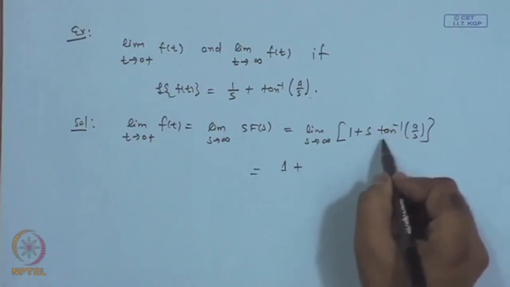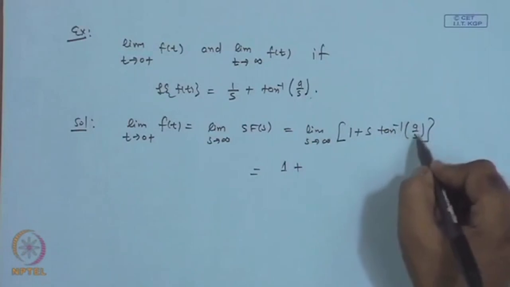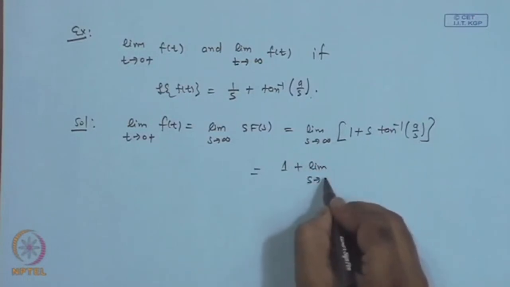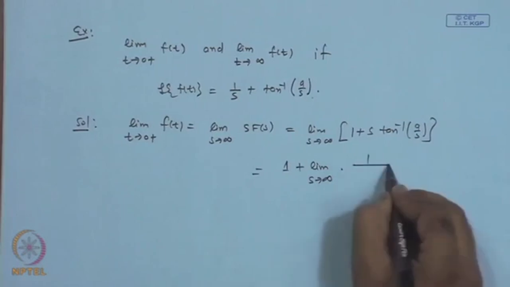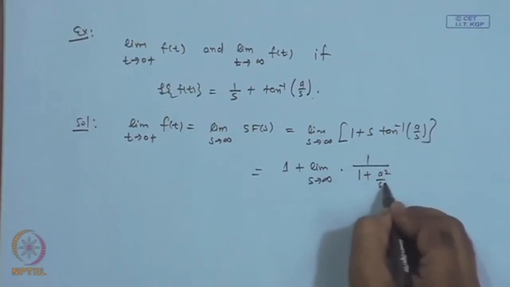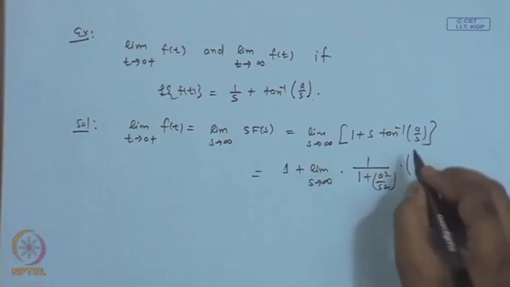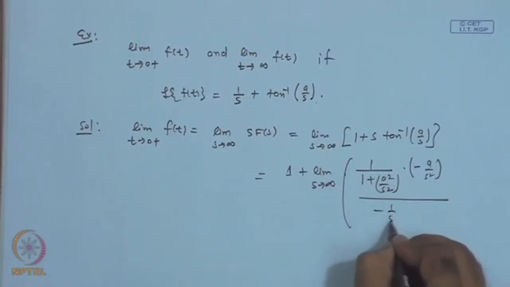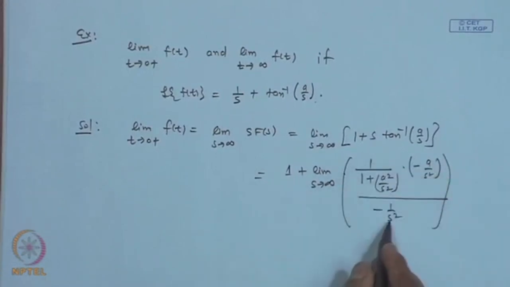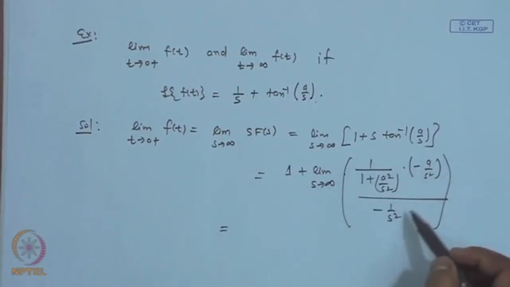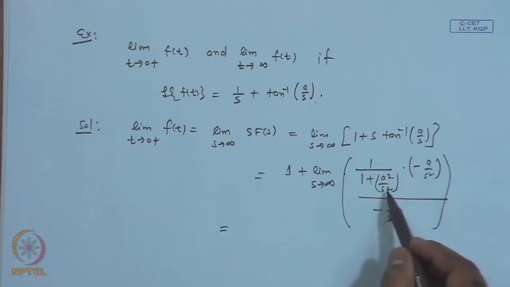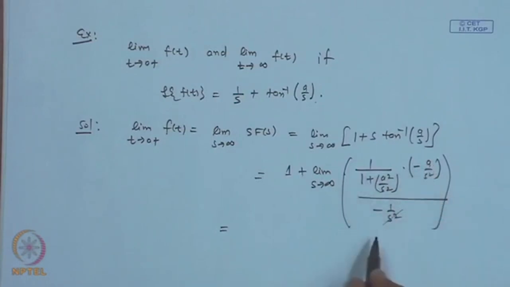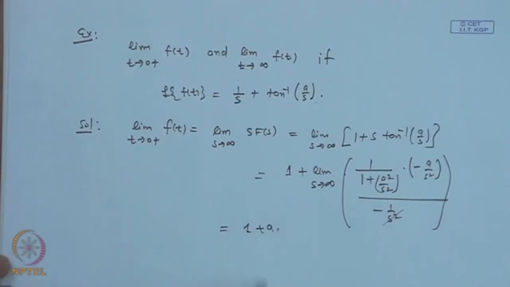To get the 0 over 0 form, we take tan inverse of a over s divided by 1 over s, and then we apply L'Hopital's rule. In that case, the limit would be 1 over 1 plus a squared over s squared, times the derivative of a over s, which is minus a over s squared, divided by minus 1 over s squared, the derivative of 1 over s. Now, if we let s approach infinity, the s squared cancels and we have simply a over 1, so it is a. So, we get 1 plus a as its limit.